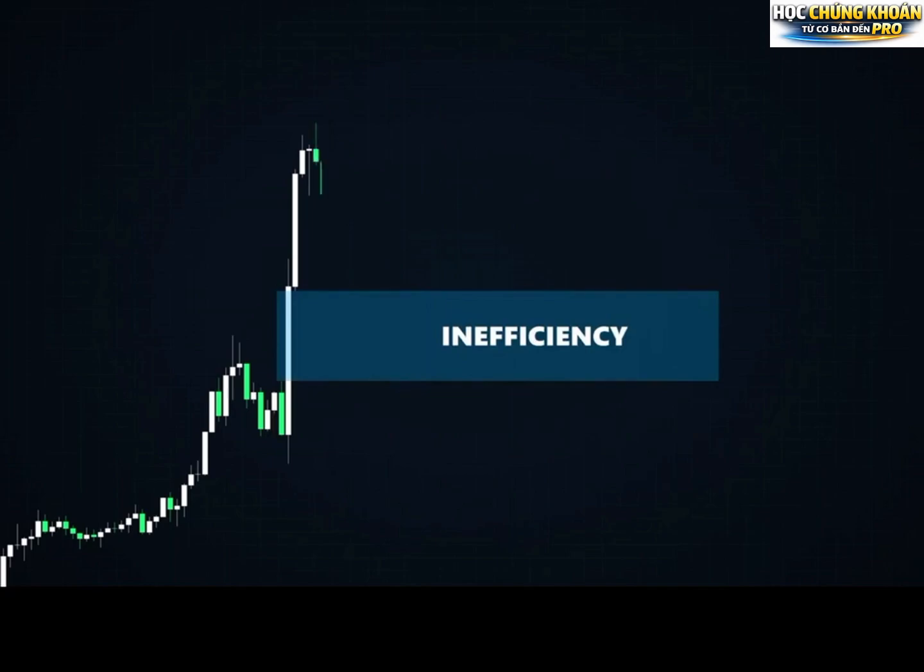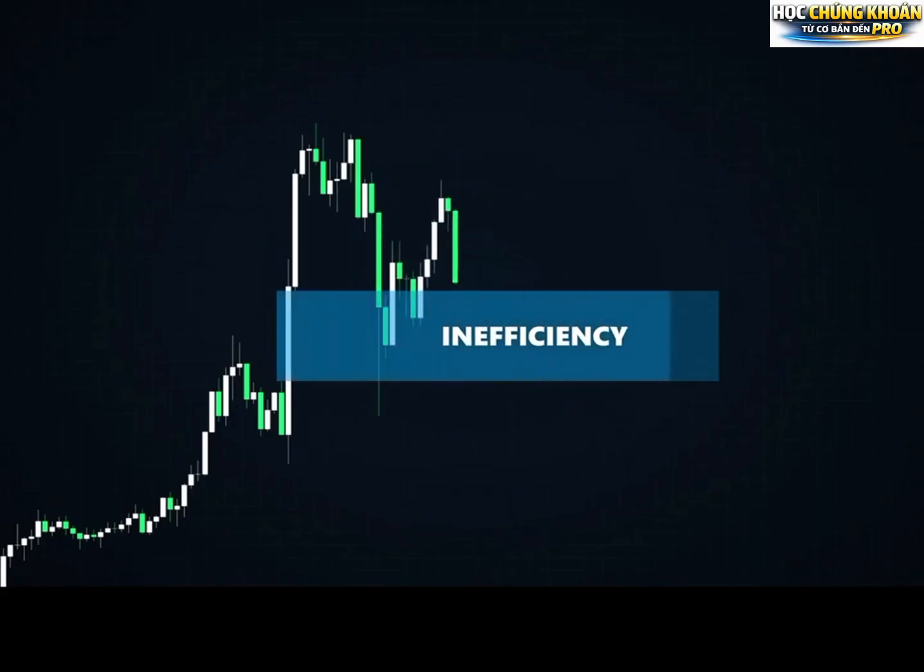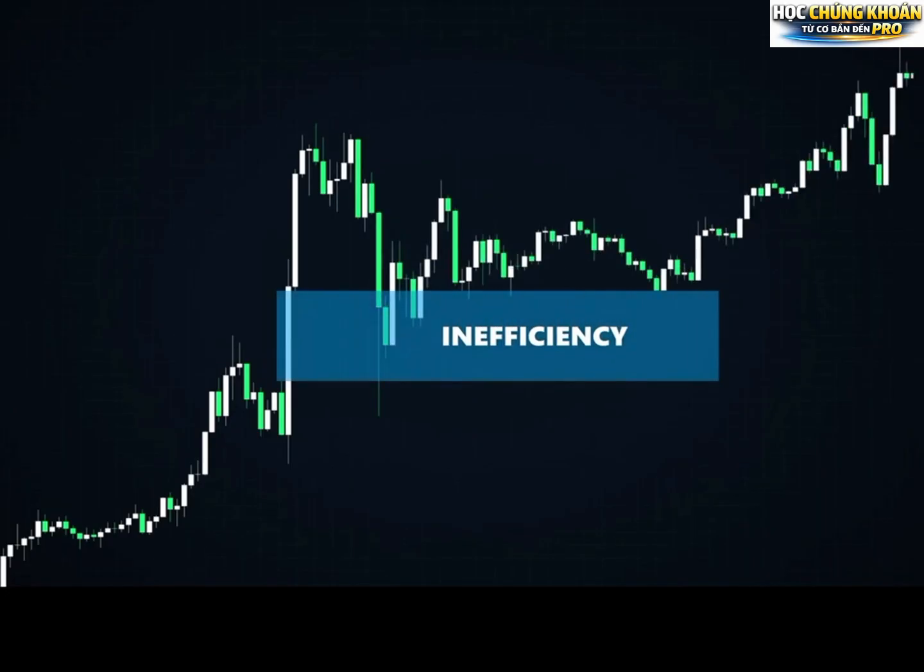Here's the golden rule. The market often returns to fill these gaps before continuing in its original direction. That's why these inefficiencies are key to watch. They can show us where price might come back to. Now here's where a lot of traders get it wrong.